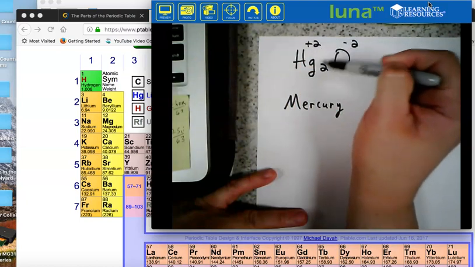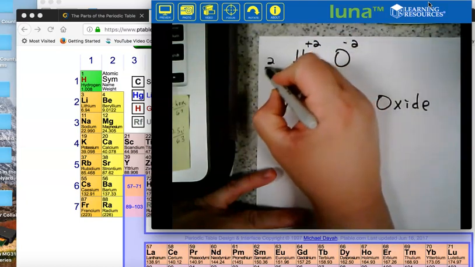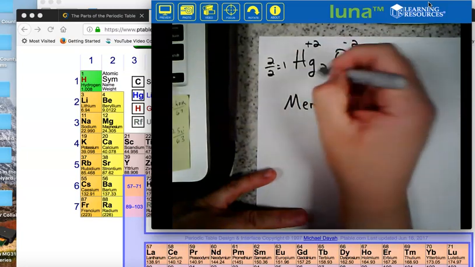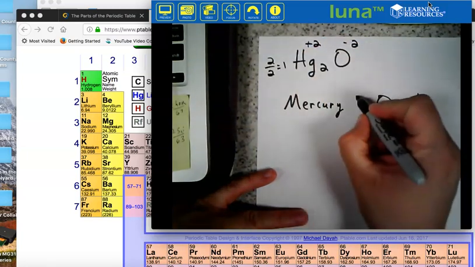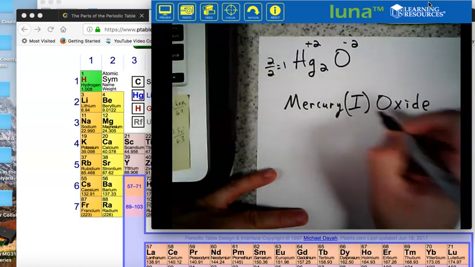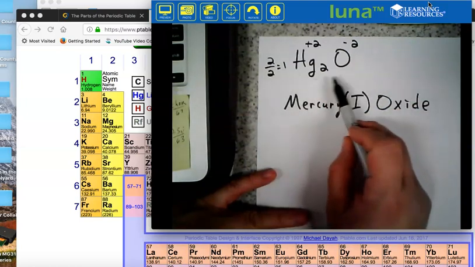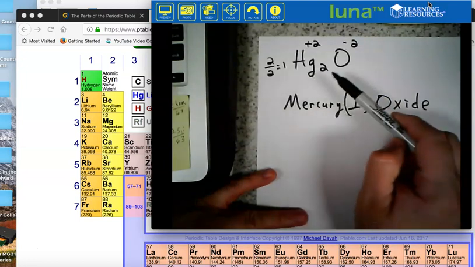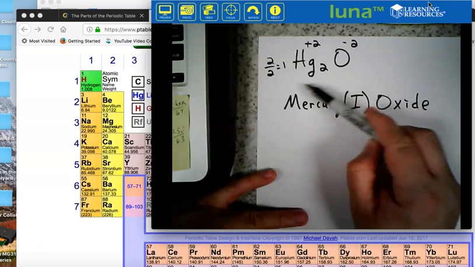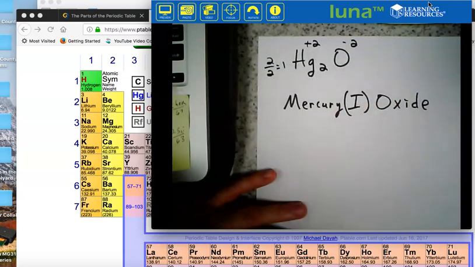And so because there are 2 atoms here, 2 divided by 2 is 1. So each atom of mercury must have a +1 charge. So the name for Hg2O would be mercury(I) oxide, because this has a +1 charge for each atom of mercury.